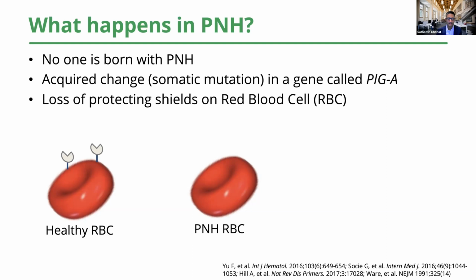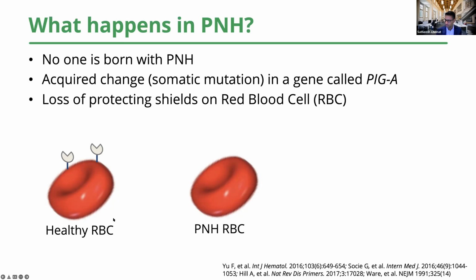It happens later on in life, what we call an acquired change or a somatic mutation. This seems to occur in a gene called the PIGA gene, and this gene is essential for production of these stick-like proteins which help anchor these shields. Now, when red blood cells lack the PIGA gene, there is a lack of these anchor proteins, because they anchor the shields. These shields help protect the red cells from complement damage.